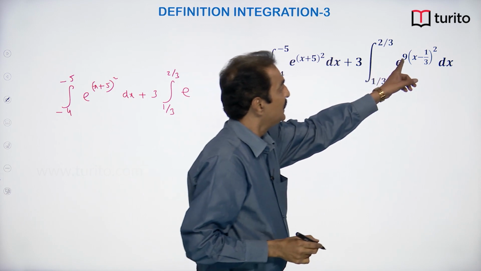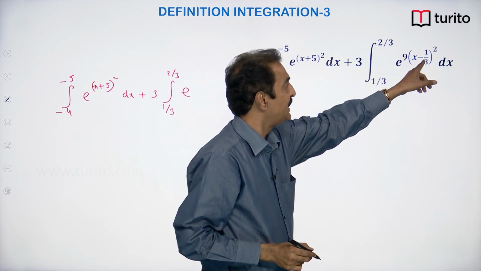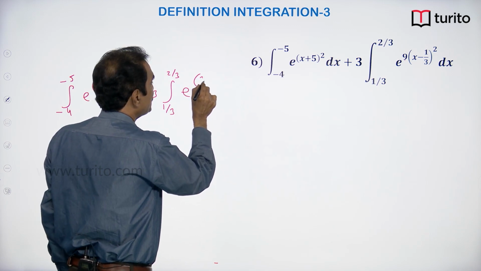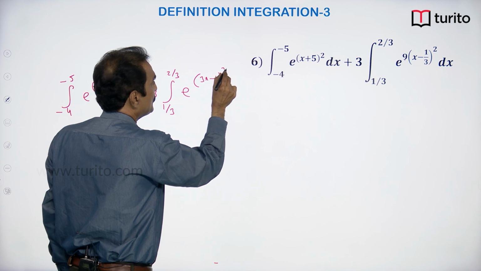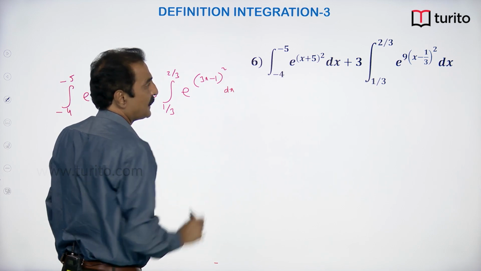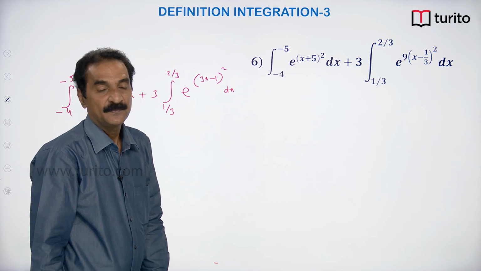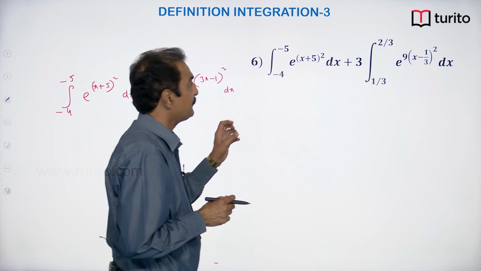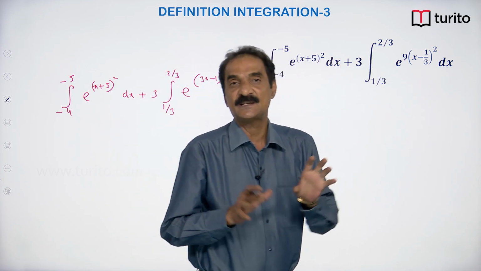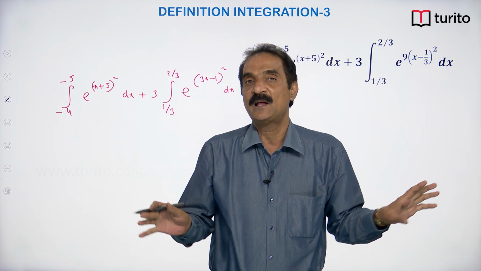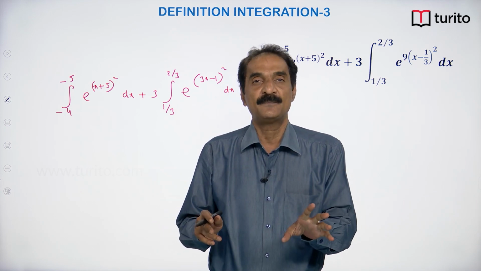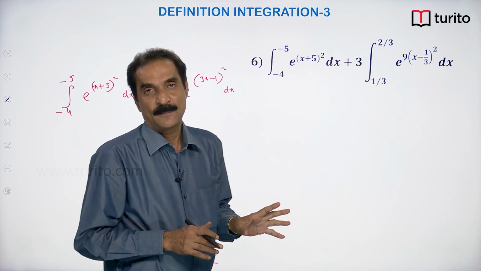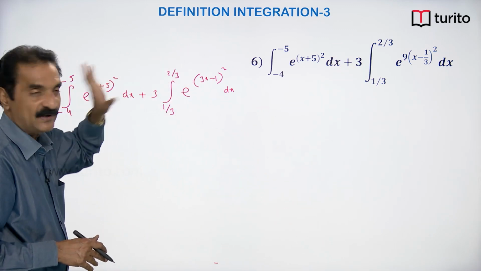E power, if I take 3 inside, 9 inside, it becomes 3. Then it becomes 3x minus 1 whole square dx. Is it not? Now, as we discussed earlier, if the question is a sum of two integrals, no need to calculate both. You calculate only one of them, usually the second. Then combine with first. So, I am going to calculate only second.